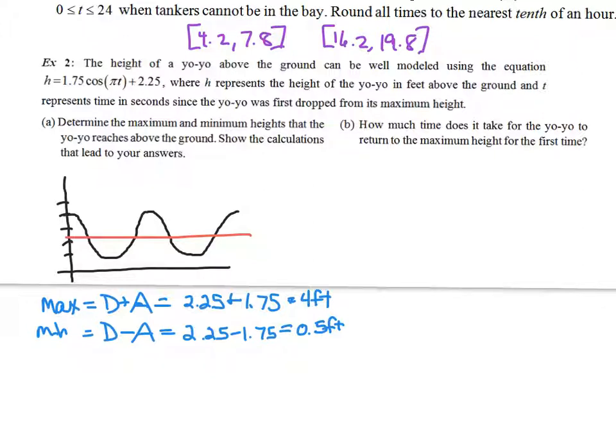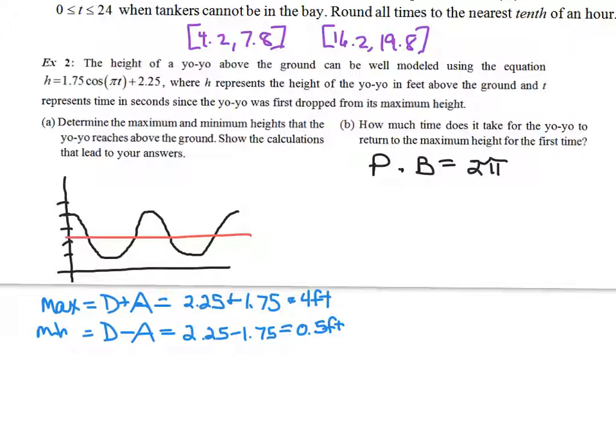In part B, it says, how much time does it take for the yo-yo to return to the maximum height for the first time? So we are, of course, going to use our formula. We need to know the period of the graph. So to find the period, we know the property that period times frequency is equal to 2 pi.